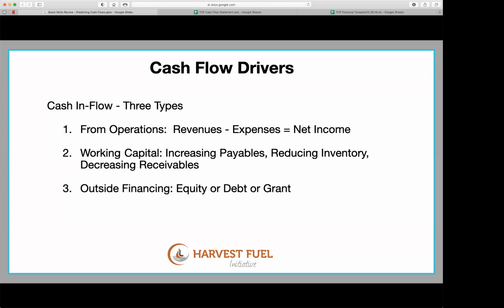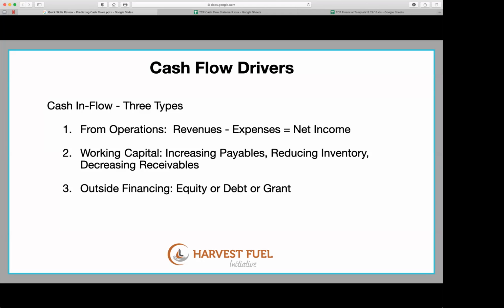So cash inflow, what affects cash flowing into your company? Well, obviously operations. So I get sales and I have expenses and the net income is my cash flow in. That's very self-explanatory. Then I have this working capital thing we're talking about. What part of working capital would cause me to increase my cash flow? As I mentioned before, increasing payables, say drawing down on a short-term loan, or reducing inventory.